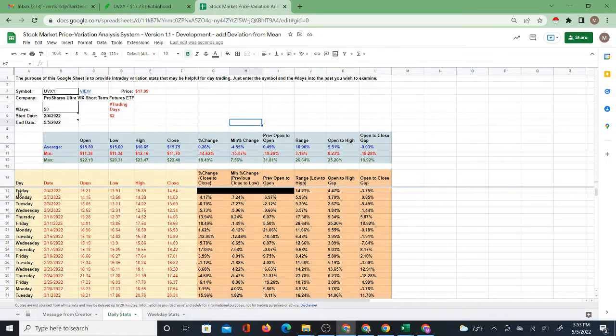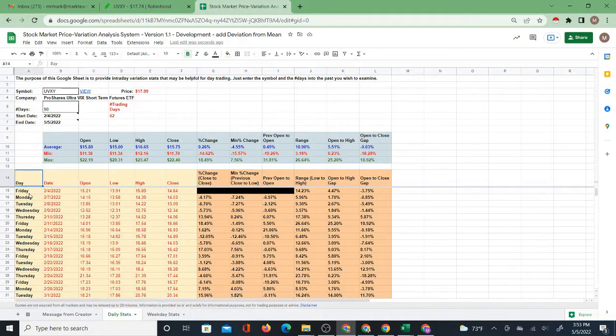Then what happens is it pulls all of the dates, all the trading days, and all of the open prices, the lows. I'm using Google Finance to do this, which is a built-in function of Google Sheets. I've programmed it to pull the open, the low, the high, and the close, and also the dates.